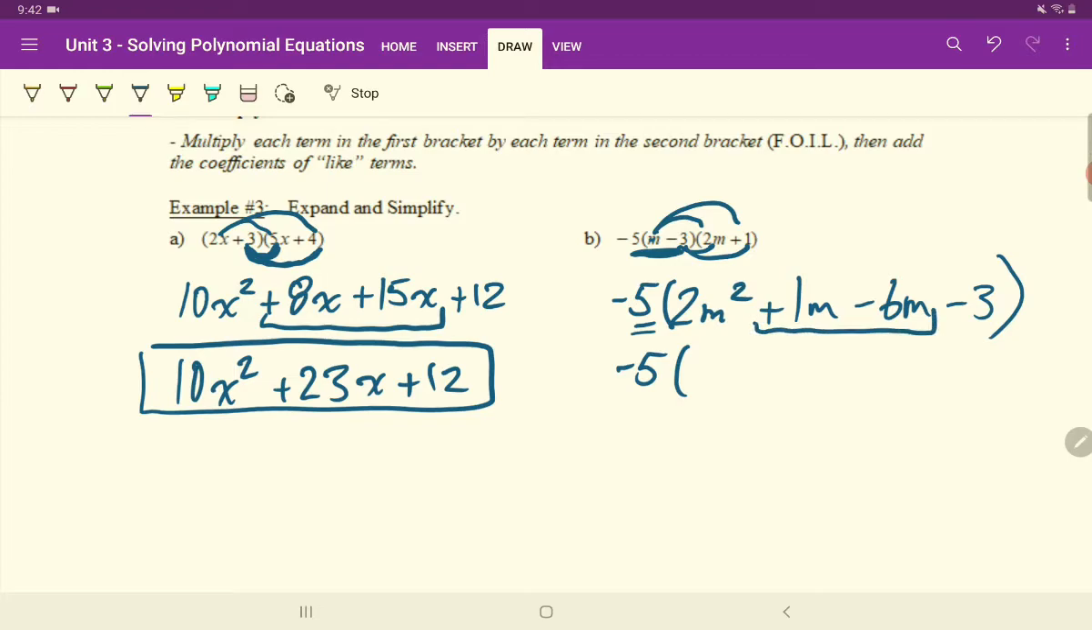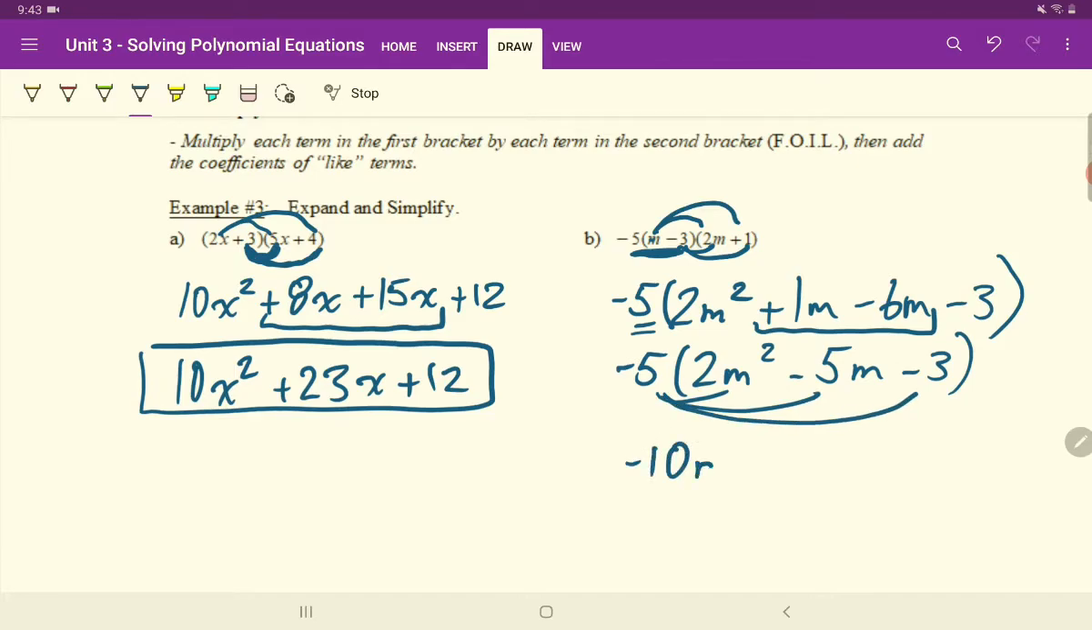And now let's collect these like terms before I distribute the negative 5. So let's write 2m squared. Now positive 1 minus 6 is negative 5m minus 3. Distribute the negative 5 now, and you get negative 10m squared plus, right? Negative 5 times negative 5m is positive 25m. And then negative 5 times negative 3 is plus 15.